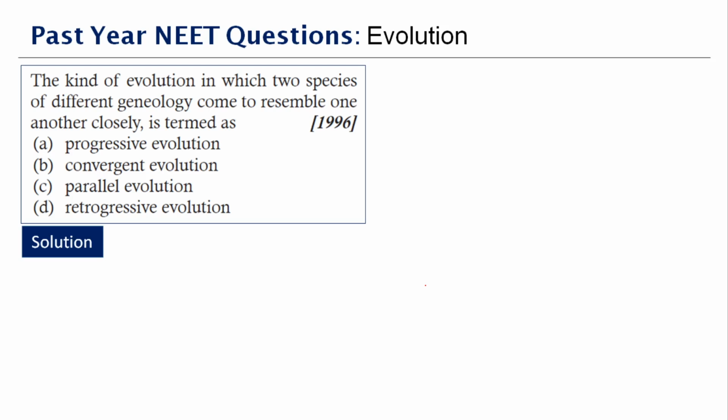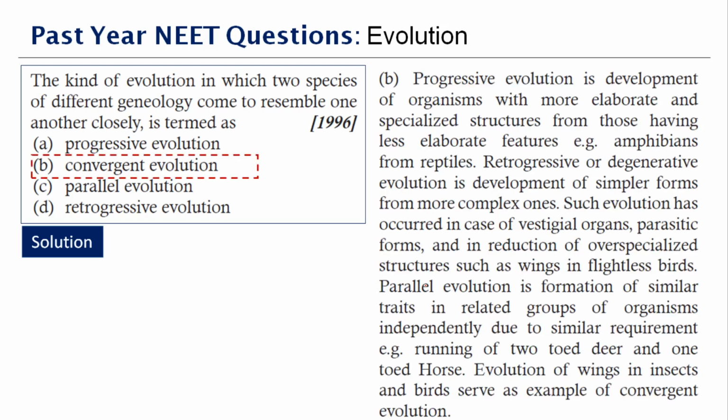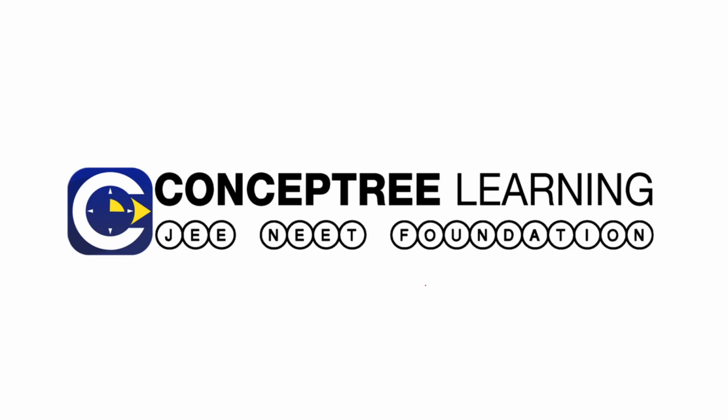The kind of evolution in which two species of different genealogy come to resemble one another closely is termed convergent evolution, which is option B. This question was asked in the year 1996. So with this we complete the part. This evolution chapter is part 5.